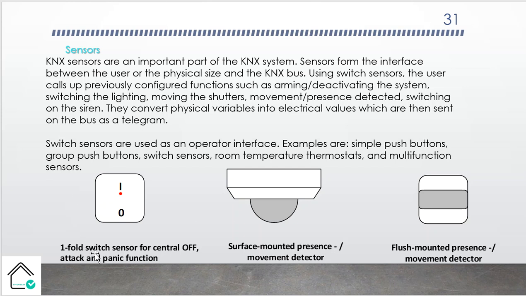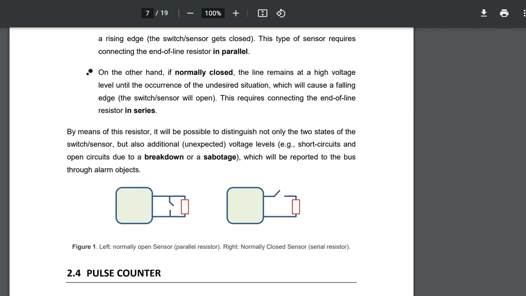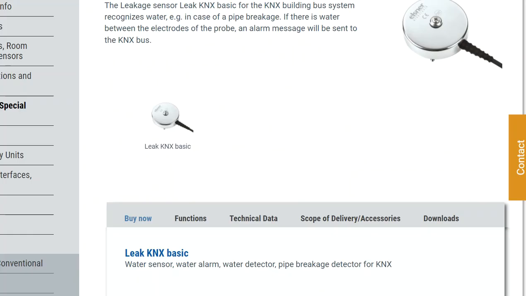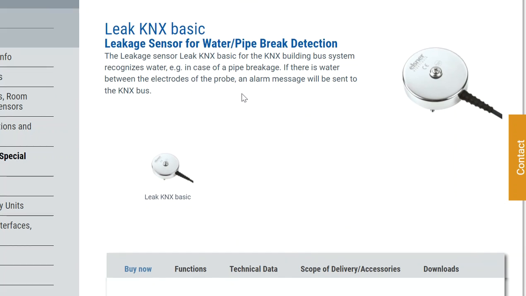Yeah, you can see the sensors that we have. It is not only the switch sensor, we have the presence sensor, motion sensors, we have the motion sensors 180 degree instead of 360 degree, and we have many other sensors, as I told you, like the leakage sensor I showed you before, like this one. This is a leakage sensor.